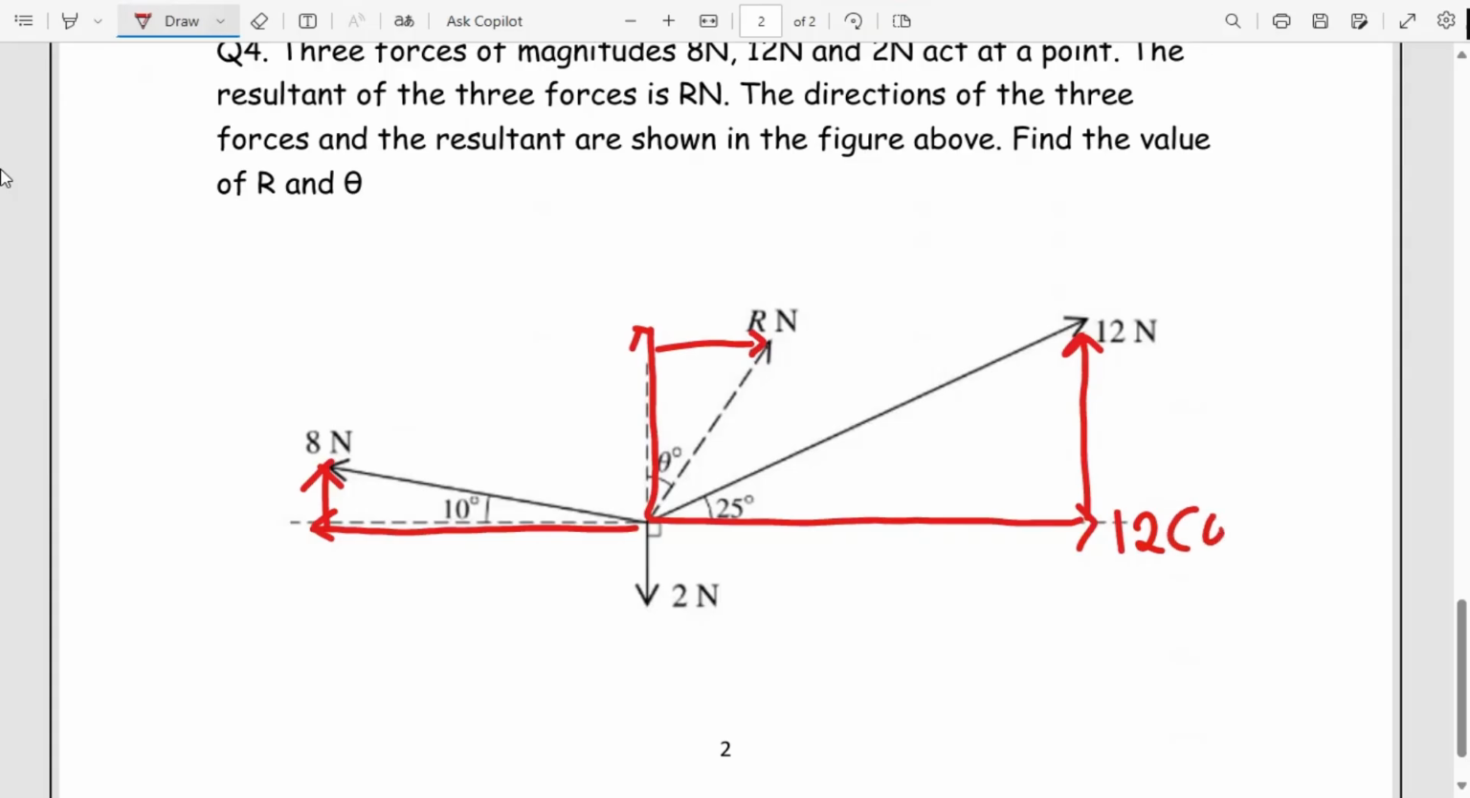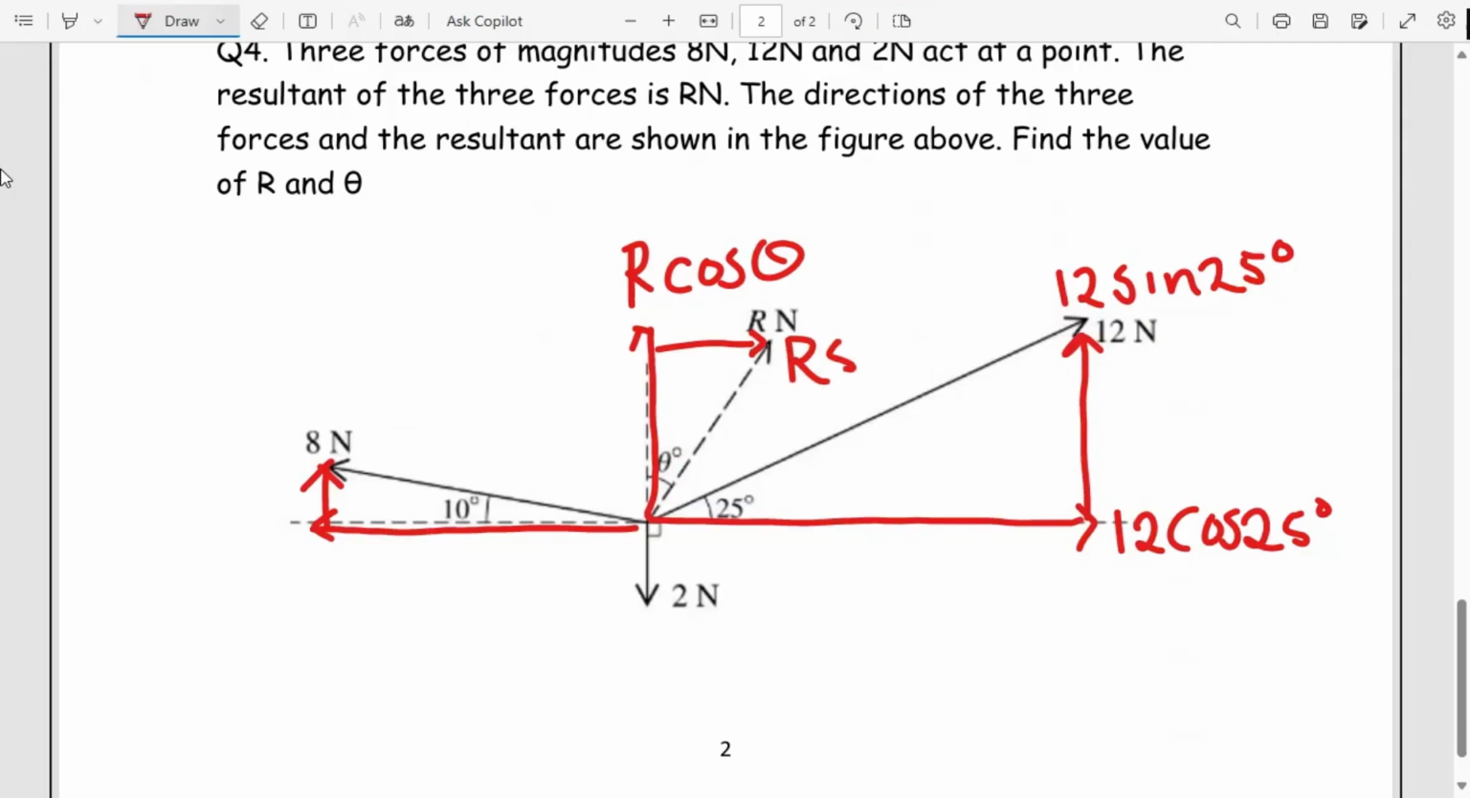So I have my 12 cos 25 degrees here, whilst I have my 12 sine 25 degrees there. If I go to my resultant R newtons, you're going to notice that the y component is the one which is adjacent to the theta. So this will be R cos theta, whilst this one will be R sine theta. Then we go to the 8 Newton vector. We can see the x component is the one which is adjacent to the 10 degrees. So this is 8 cos 10 degrees, whilst the y component will be 8 sine 10 degrees.